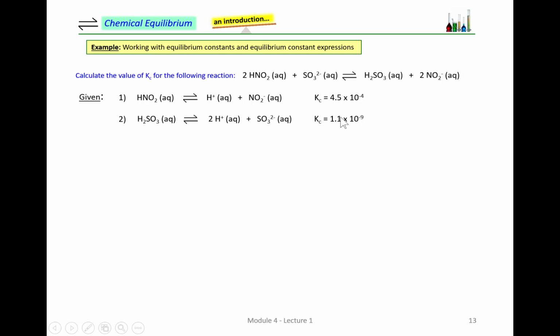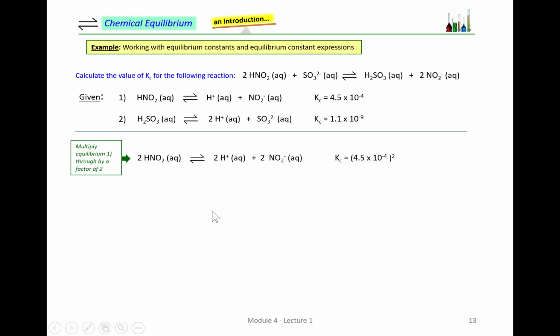So the first thing I'm going to do is multiply equilibrium 1 through by a factor of 2. So I multiply this equilibrium right here by a factor of 2. Instead of 1, 1, 1, we'll have coefficients of 2, 2, and 2, which means by one of our previous rules that the Kc for this new equilibrium here is equal to the old Kc raised to the second power. We're going to square it.